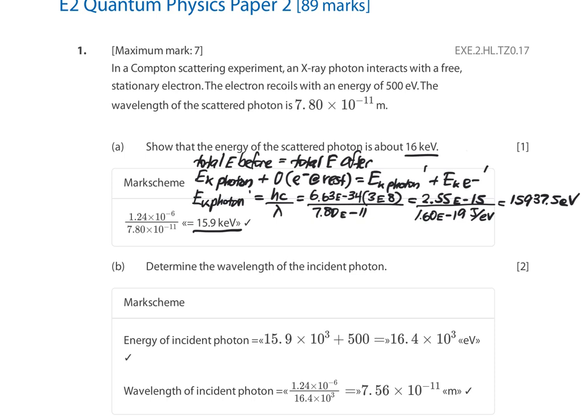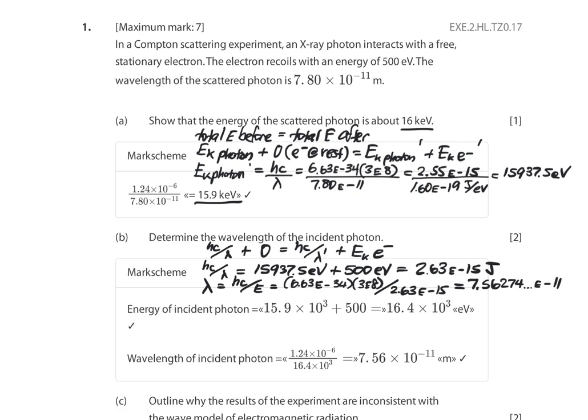This is where the energy balance that I mentioned before comes into play. So we have hc over lambda for the incident photon plus 0 for the electron at rest equals hc over lambda for the scattered photon plus the scattered energy of the electron, which we have. Since h, Planck's constant, is in joule seconds, I'm going to have to convert from eV to joules. We get 7.56 times 10 to the negative 11 meters, which agrees with the mark scheme.